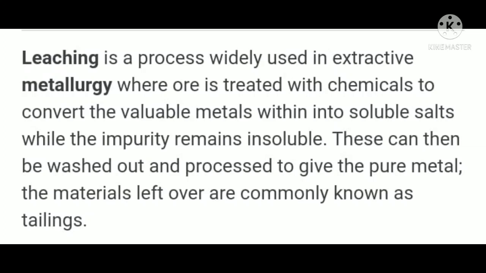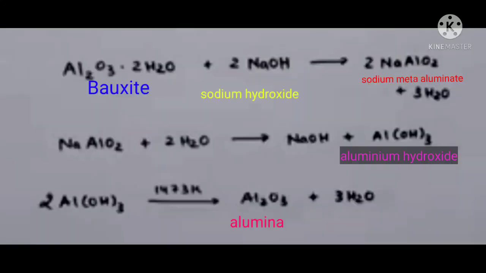So the first step: the ore is treated with a suitable reagent like sodium hydroxide. This makes the ore soluble in it, but the impurities will not get soluble. The impurities settle down at the bottom and are removed by filtration. The solution of ore, that is the filtrate, which is soluble in sodium hydroxide, forms a precipitate, and on heating and diluting it with water, we get the considerable amount of ore.